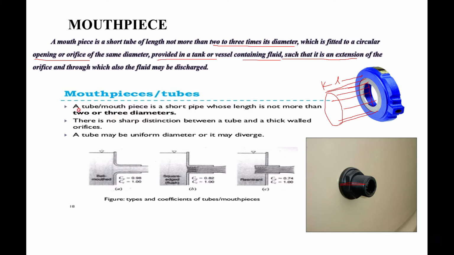Here it is written that a mouthpiece is also called a tube. A tube or a mouthpiece is a short pipe whose length is not more than 2 to 3 times the diameter. There is no sharp distinction between a tube and a thick-walled orifice. A tube may be of uniform diameter or it may diverge. Here are some examples showing these pictures. Here it is a cylindrical shape, this is also cylindrical, this is also cylindrical. These are called mouthpieces.